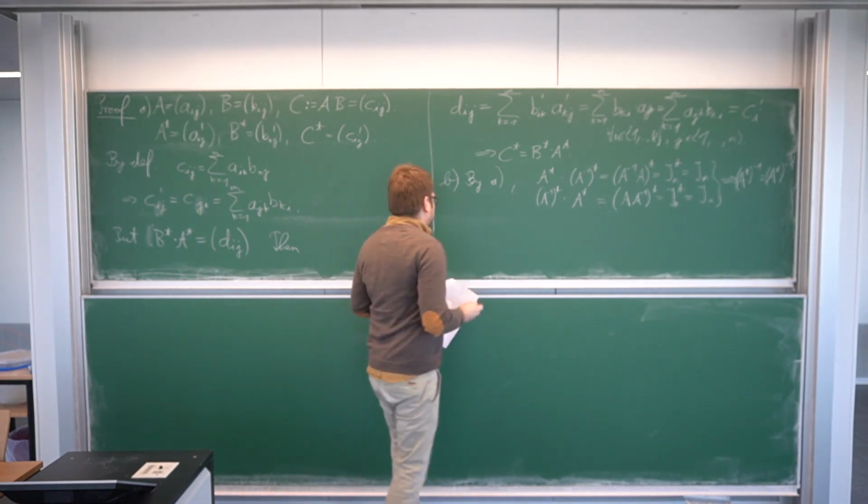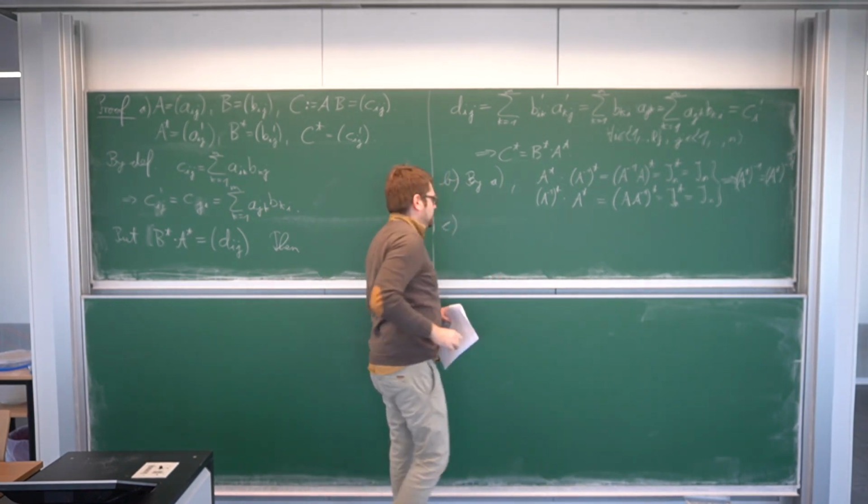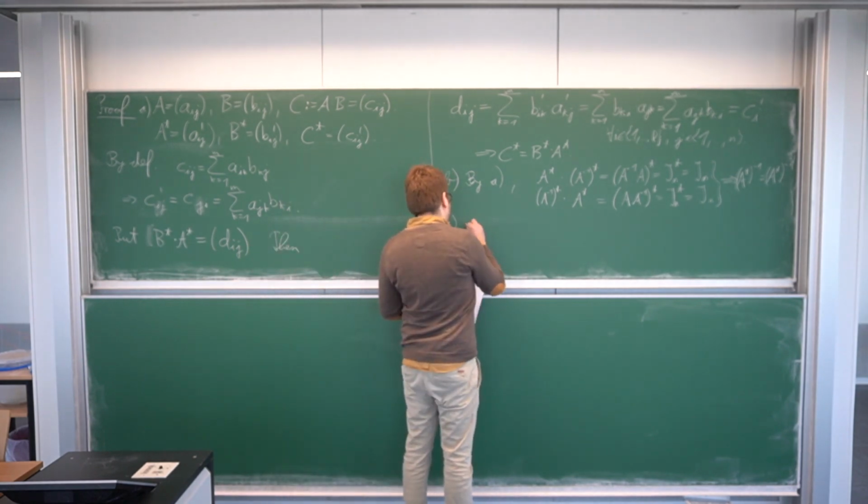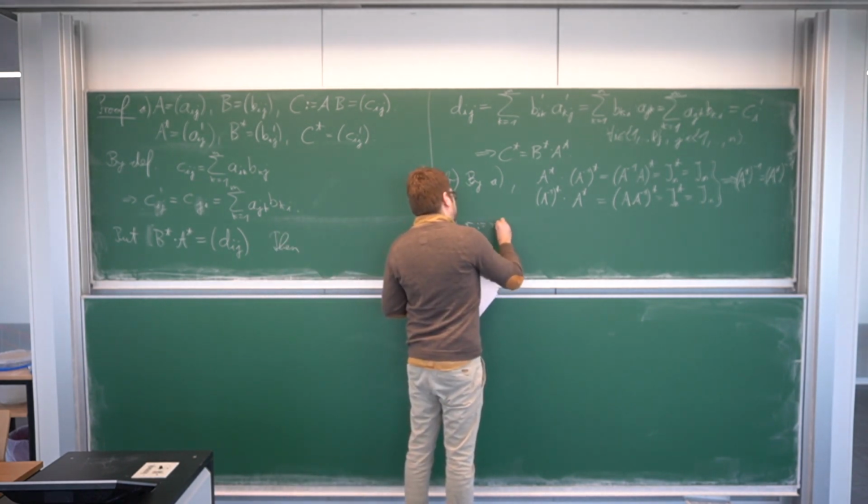So part C, we need to show the rank of the transpose is the rank of A. And then we will need the nice matrix property that we had before, that r is the rank of A.